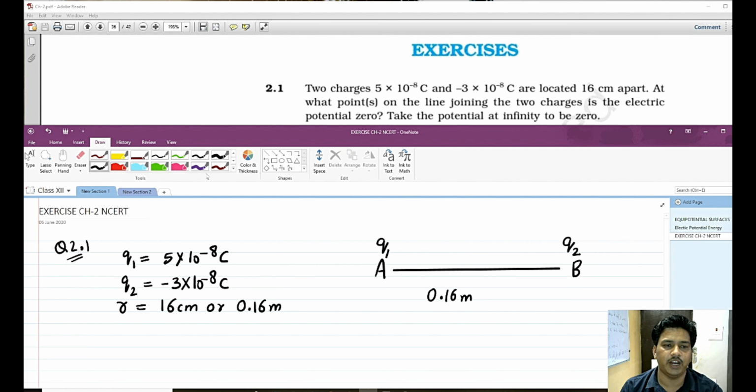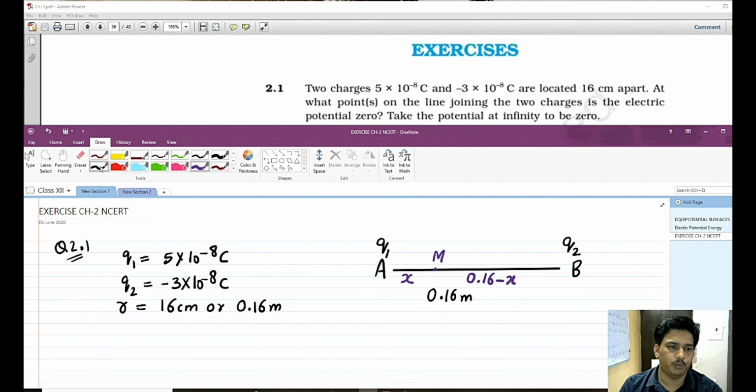So we have to find the point where the electric potential due to the given system of charges is 0. So I assume that that point is M. So the distance of point M from A, let us take it is x. So the remaining distance is 0.16 minus x.